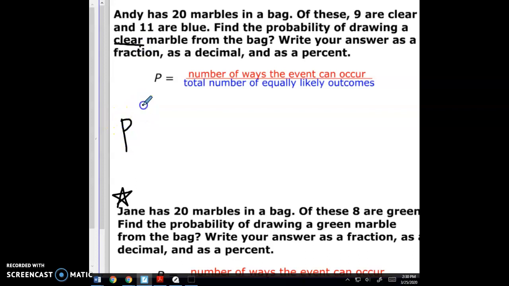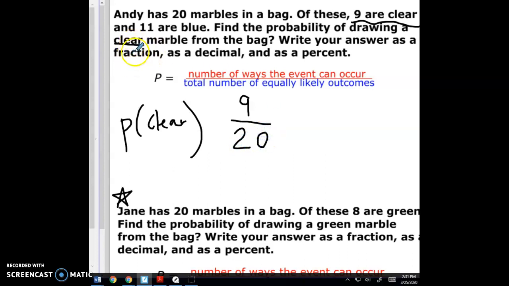So we're going to do probability of clear. This is just the notation. And what you're going to do is how many clear marbles are there on top? Well, there's 9 clear. And then the bottom will be the total number, and the total number is 20 marbles. And it says to answer as a fraction, decimal, and percent. So to go from a fraction to a decimal, you divide the 9 divided by 20. That turns it into a decimal. So that'd be 0.45. And then to turn that into a percent, you multiply by 100. So that'd be 45%.